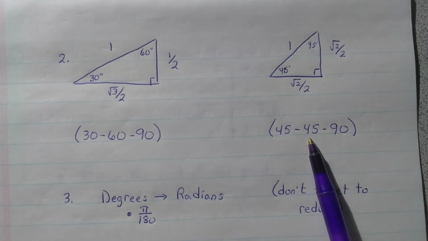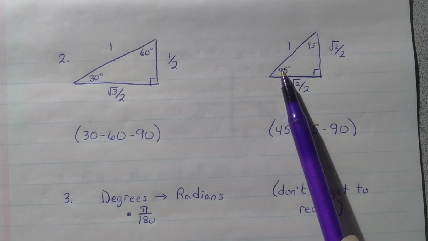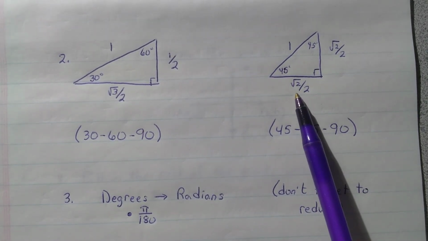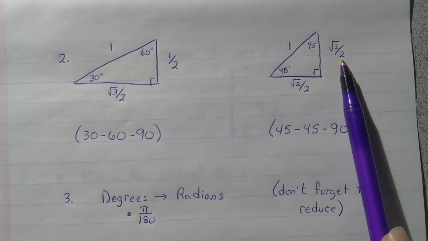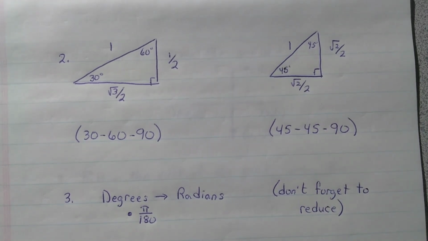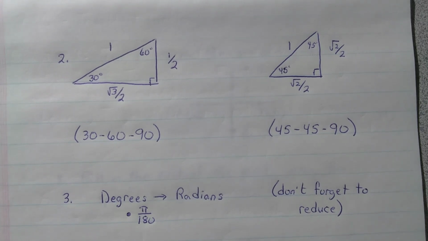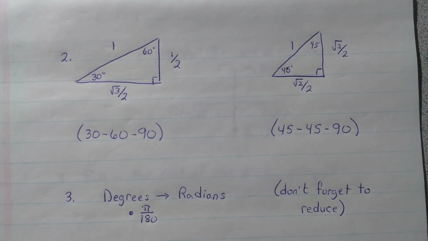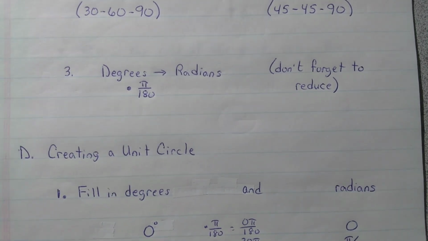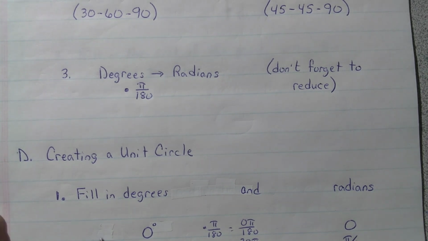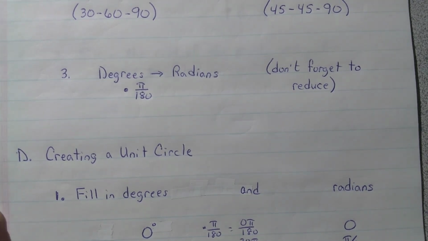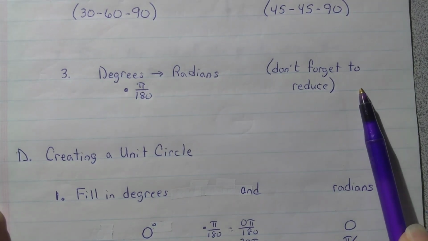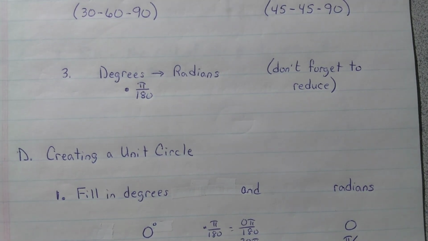A 45-45-90 triangle. Across from every 45 degree angle is a root 2 over 2 side. And again, the hypotenuse is 1. This is not new. I am just reminding you about it. Changing degrees into radians: you multiply by pi over 180. You're going to have to do this in your unit circle, so I wanted you to remember. Please do not forget to reduce your answers.